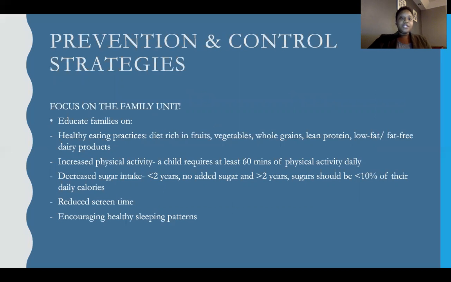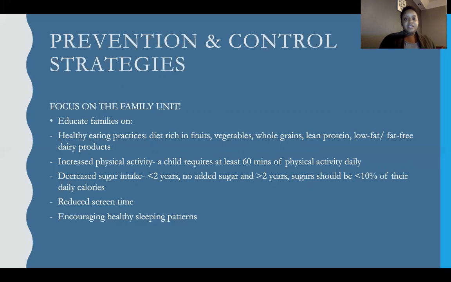Now, our prevention and control strategies, we would focus on the family unit to begin with. You want to educate families, especially the parents, on introducing healthy eating practices in the family. A diet that is rich in fruits, rich in vegetables, whole grains, lean protein, low fat or fat-free dairy products. You'd want to encourage the parents to have increased physical activity for their children. At least 60 minutes a day of physical activity is recommended.